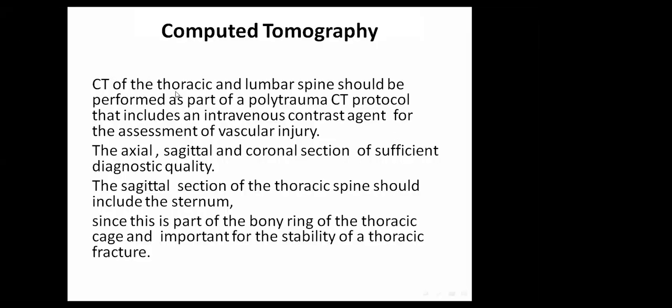CT of the thoracic and lumbar spine should be performed as part of a polytrauma CT protocol that includes intravenous contrast agent for assessment of vascular injury. The axial, sagittal and coronal sections are of sufficient diagnostic quality. Sagittal sections of the thoracic spine should include the sternum, since this is part of the bony ring of the thoracic cage and important for stability of the thoracic fracture.